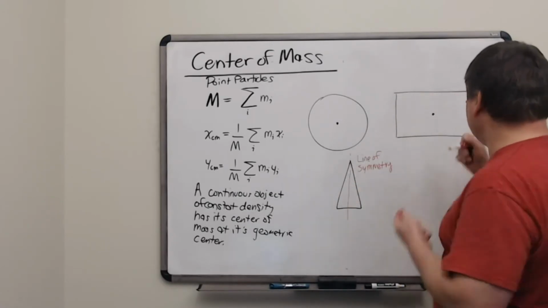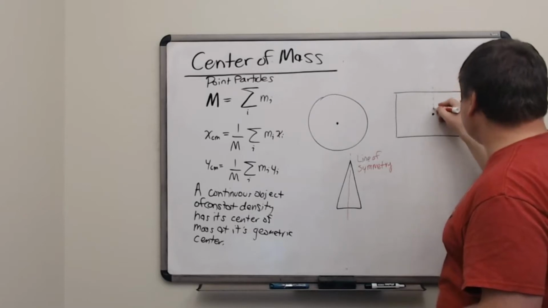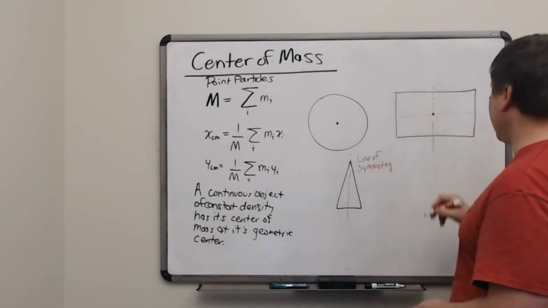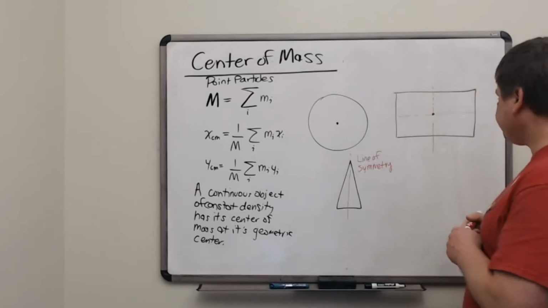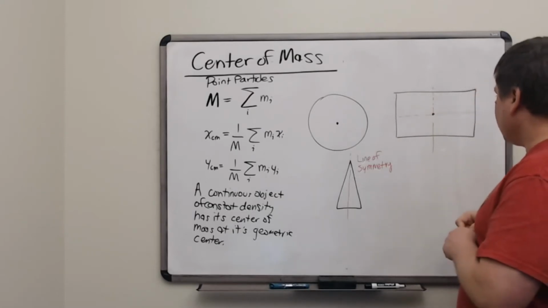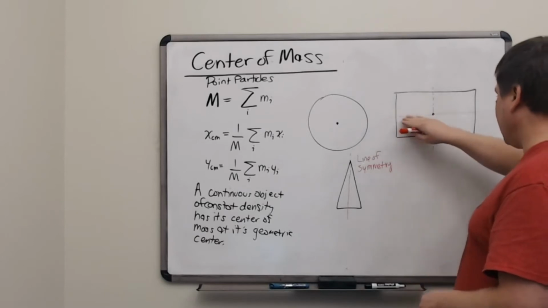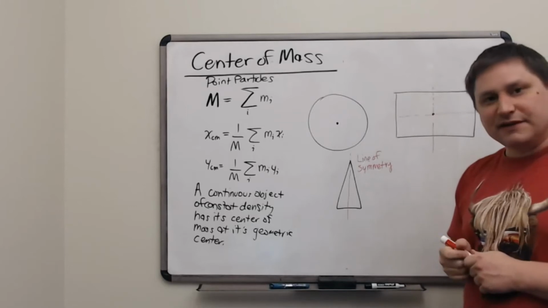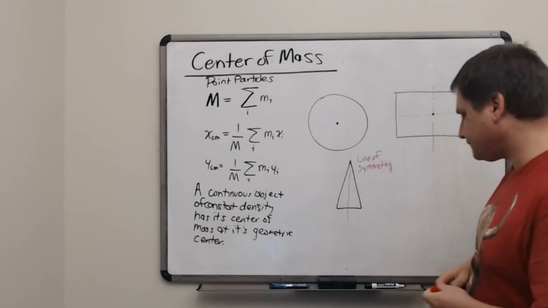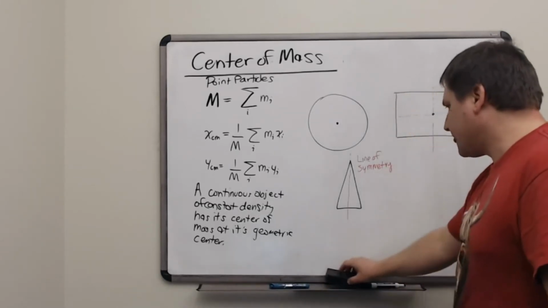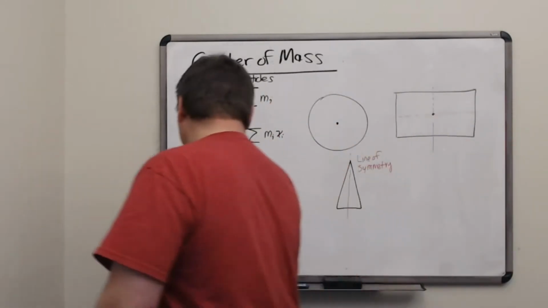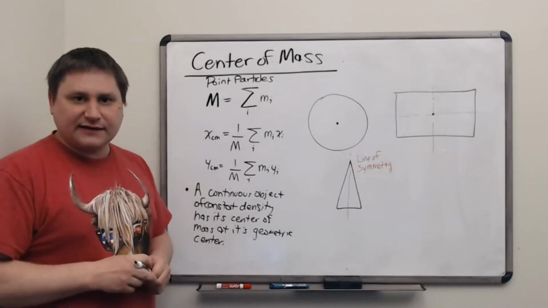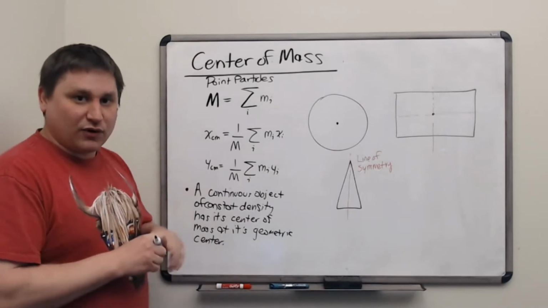For the rectangle, a line of symmetry would be here, vertically dividing it, here, horizontally dividing it. And those lines must have the geometric center somewhere on them, so where they cross, that must be the geometric center of the object. So that's one principle. If we just have a continuous object with a simple shape, we can find its center of mass by looking for its geometric center.